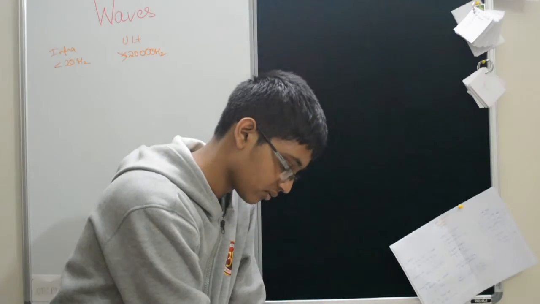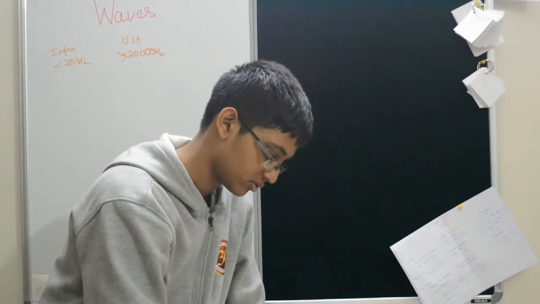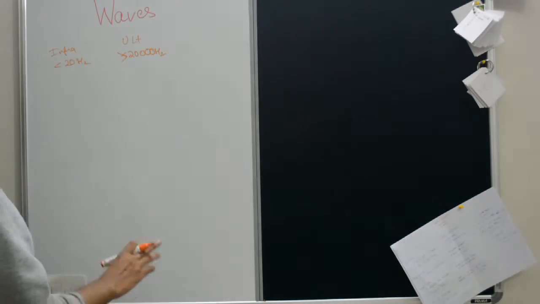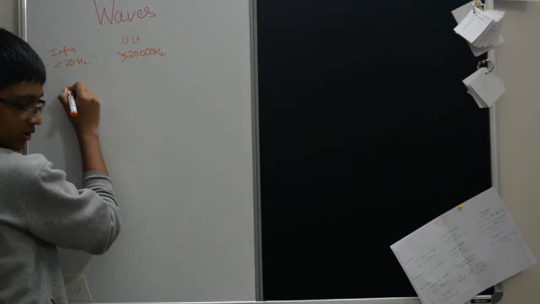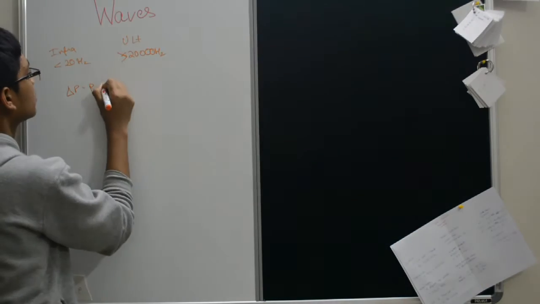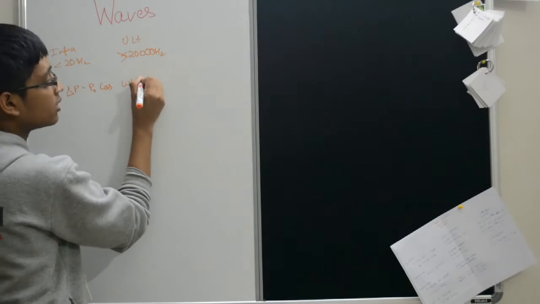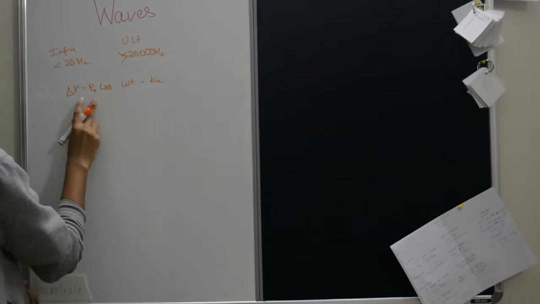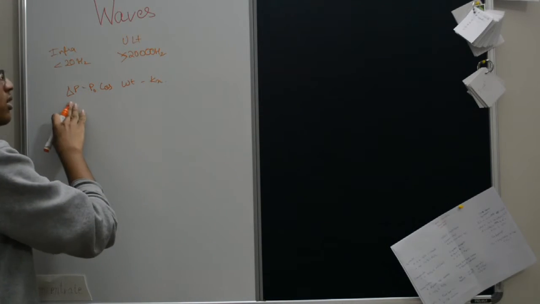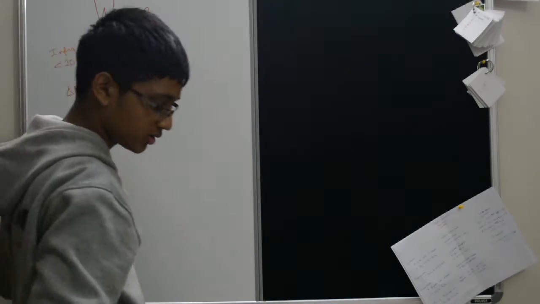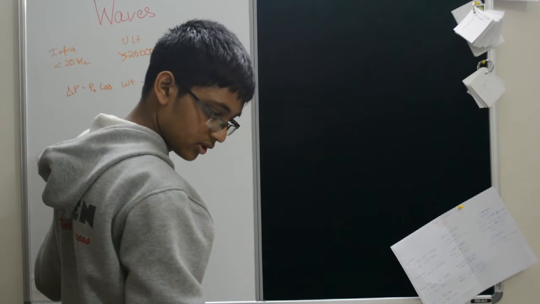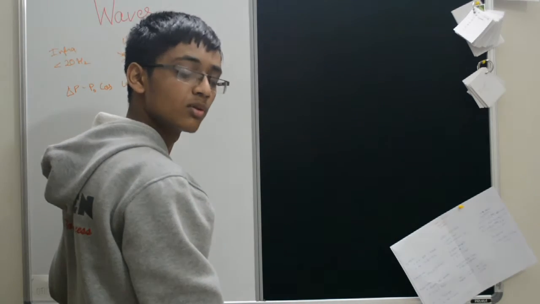Then after that, we have displacement waveform and pressure waveform. They can ask questions on this pressure waveform also. Just remember the formula: ΔP = P₀ cos(ωt − kx). Instead of A and y, we are having P₀ and the change in pressure. This is there for the longitudinal wave, where compression and rarefaction will be observed.